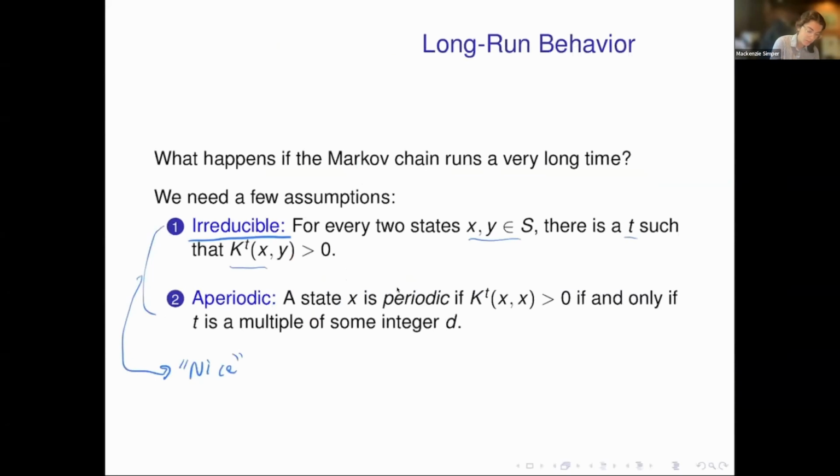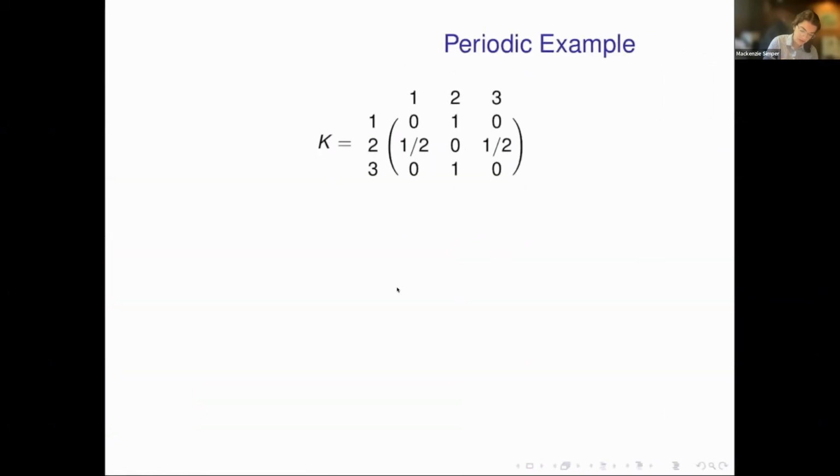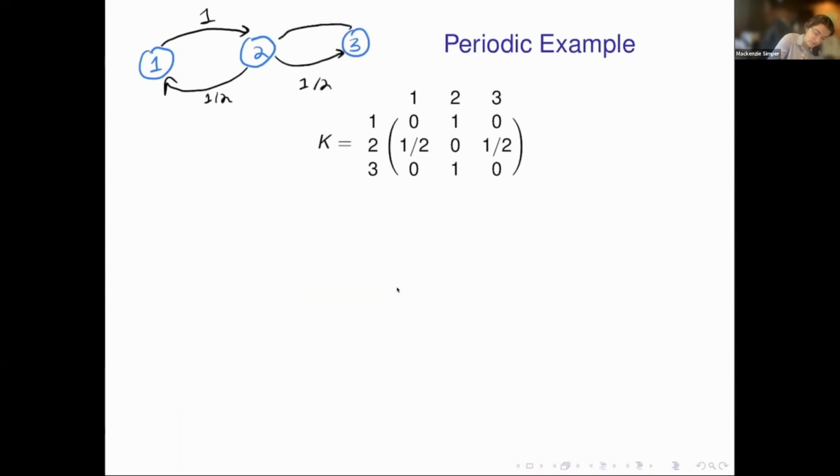Property number 2 is that we want the Markov chain to be aperiodic. So a state is called periodic in the Markov chain if k^t of x,x is positive only if t is a multiple of some integer d. So I think that's easiest to see by an example like this. So here, this is the transition matrix. We have 3 states, and the transitions are from 1, you have to go to 2. From 2, you could go to 1 or 3, with probability 1/2. And from 3, you have to go to 2.